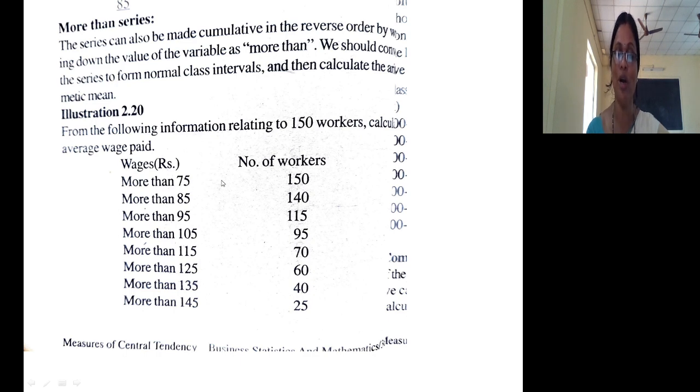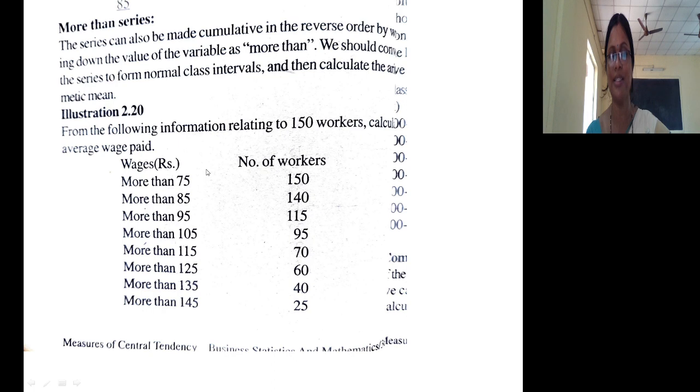To 75 you add 10, so the upper class limit of the first class interval becomes 85. Again, 85 is the lower class limit of the second class interval. Add 10, and 95 becomes the upper class limit of the second class interval. Like that you have to identify the class intervals for all the series. At last, to 145 you add 10, so 145 plus 10 means 155. The last class interval is 145 to 155.